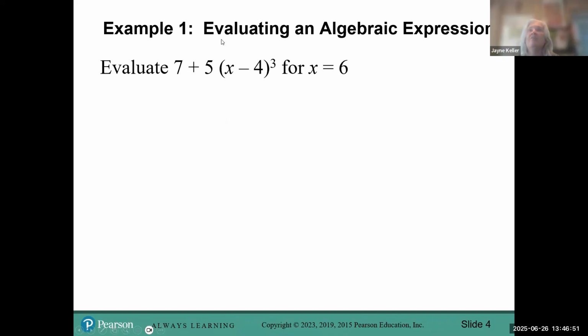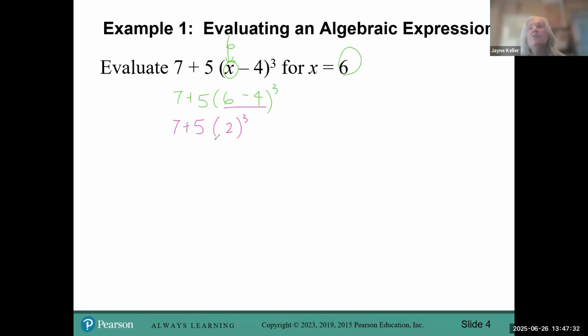Here's another example of evaluating. Remember, we're not solving, we're evaluating. We're finding the value of this expression when x is equal to 6. So all we're going to do is replace x with a 6. First I'm going to rewrite this entire expression, replacing x with the value I was given here, 6. And then I'm going to use that order of operations. The first thing that I see here is some parentheses, so I'm going to work inside those parentheses. I'm going to leave everything else alone. 6 minus 4 is 2. So I'm just going to replace that.